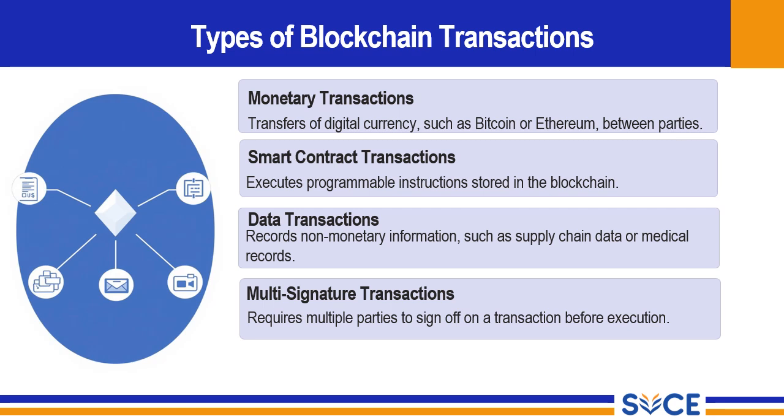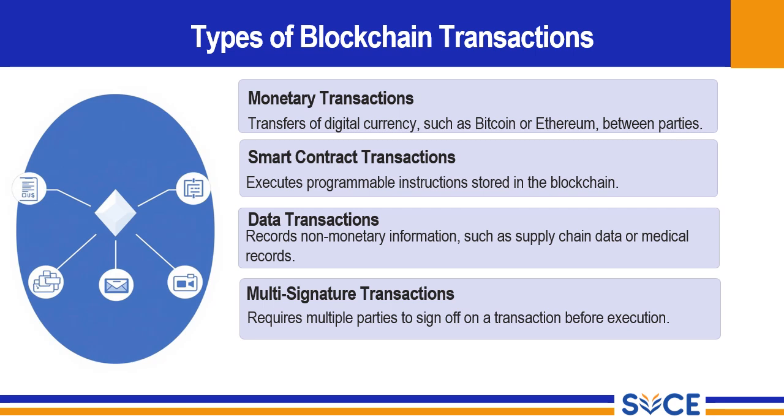Why is this important? It eliminates the need for banks or middlemen. It allows fast and borderless payments. It ensures transparent transactions, reducing fraud risk. For example, imagine Alice wants to send one Bitcoin to Bob. She initiates the transaction, the network verifies it, and once confirmed, Bob receives the funds. Simple, secure, and permanent.